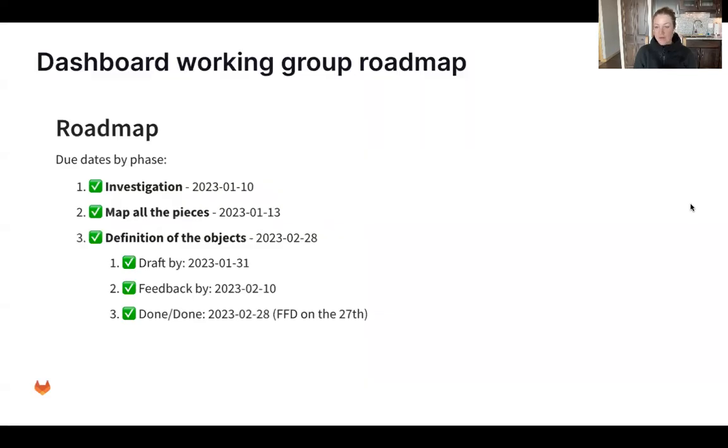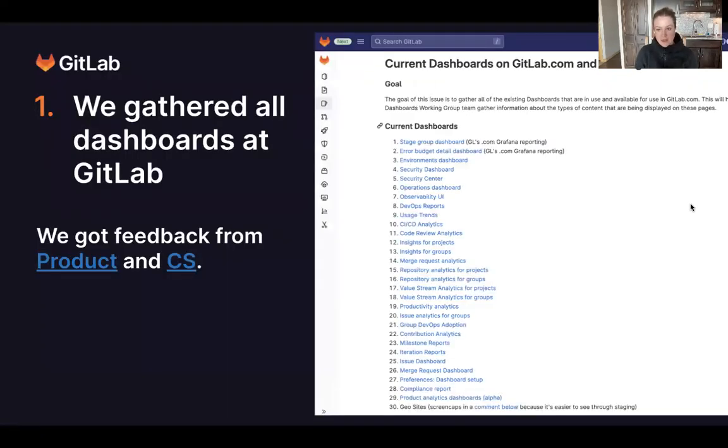As a team, we made 3 phases to our work. First was investigation, then we mapped all the pieces, and then we defined all of the objects. So those were the core phases we went through. The first phase started in December, and we gathered all dashboards at GitLab into one big long list. So you can see we've got a list of 30 here. We also had some other internal tools and graphing tools within this.